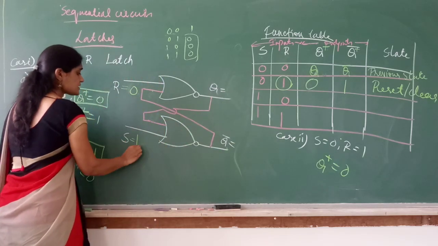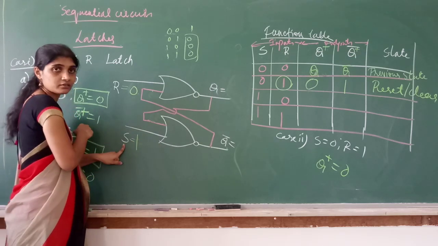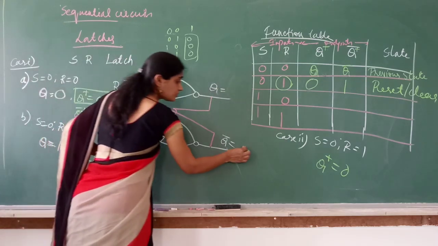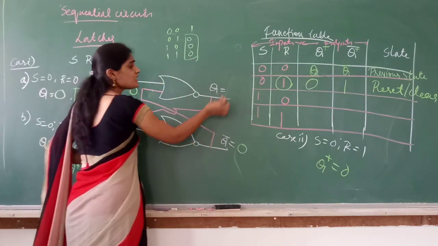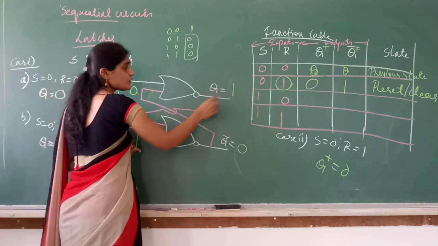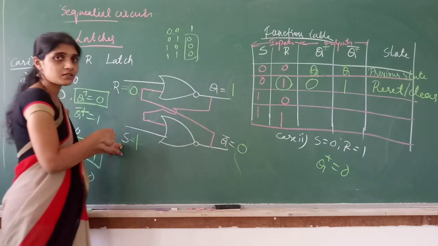R as 0, S as 1. So, second NOR gate, one of the inputs is 1. When any one of the inputs to the NOR gate is 1, what is the output? 0. If Q bar is 0, what is Q? 1. Correct? If Q bar is 0, Q is 1. So, again here we need not consider the previous state.